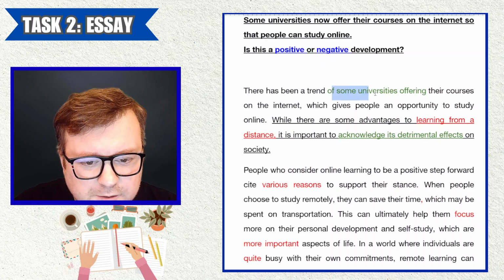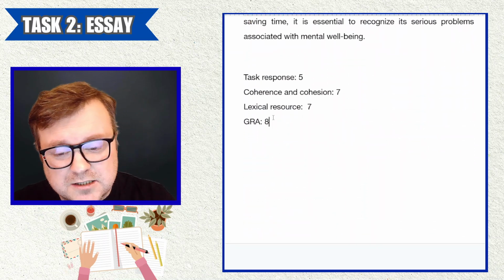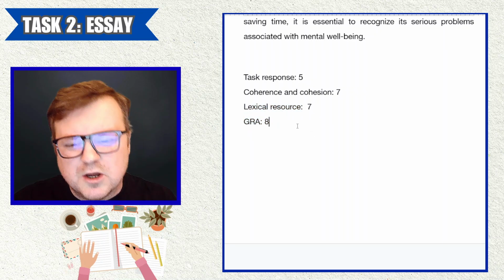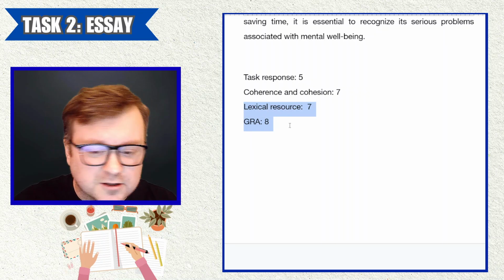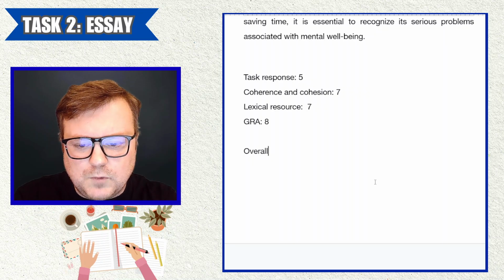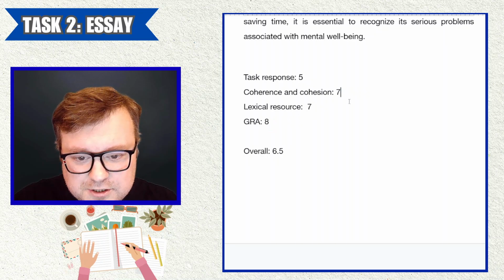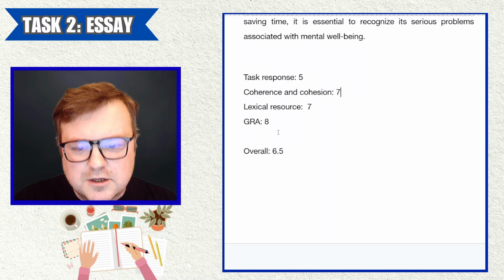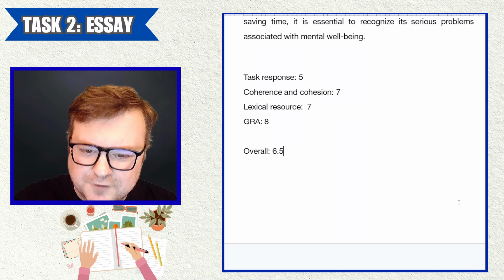Yeah, trend of some universities offering their courses. I think we have enough grammatical range and accuracy for an 8. Again, I wasn't sure, like with lexical resource and GRA, I'm kind of between 7 and 8. So when I have this debate with myself, I say, well, just give 7 for one and give 8 for the other. That kind of makes sense. And so what we get here overall, we get a score of 6.5. And it seems strange, doesn't it? Because there's an 8, there are 2 7s. But we know 8776 would give you a score of 7, and so 8775 gives you a score of 6.5. Higher end of upper intermediate.